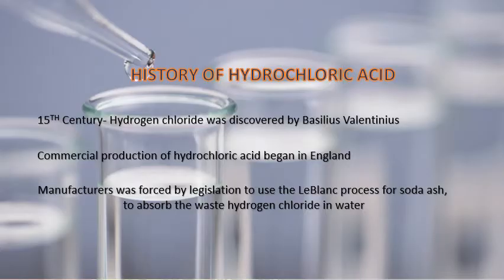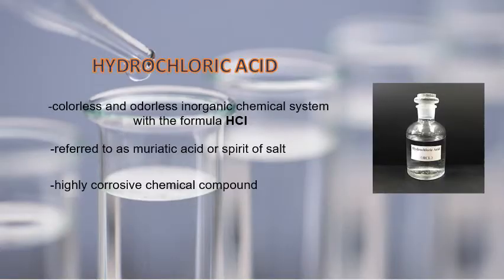So in the 15th century, hydrogen chloride was discovered by Basilius Valentinus. The commercial production of hydrochloric acid began in England when legislation was passed prohibiting the indiscriminate discharge of hydrogen chloride into the atmosphere. This legislation forced manufacturers to use the Leblanc process for soda ash to absorb the waste hydrogen chloride in water. Hydrochloric acid is a colorless and odorless inorganic chemical system with the formula of HCl.